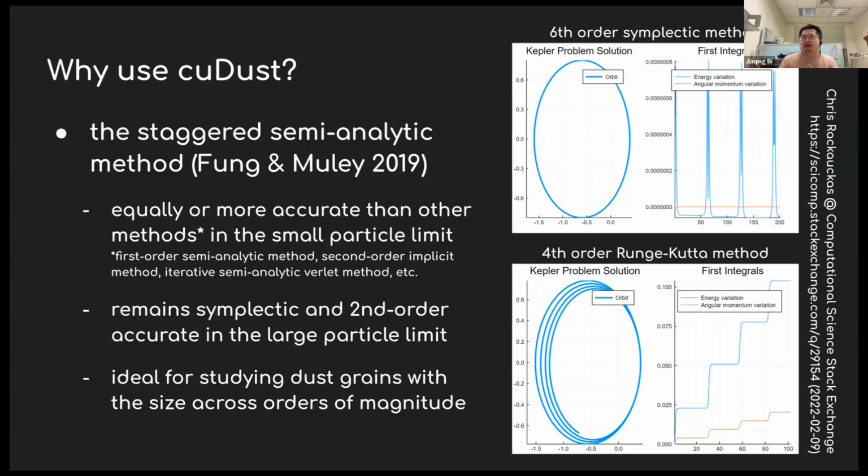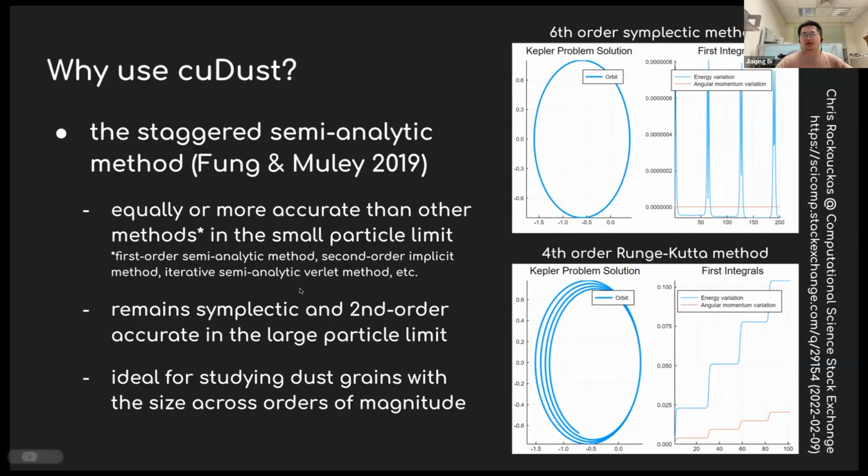And it preserves the advantage of using Lagrangian particles when the particle is large: it remains symplectic and second order accurate. So overall, it handles the dust particles pretty well when the dust particle is small, and it preserves all the advantages that Lagrangian particles have when the dust particle is large. So it is an ideal integration method to use when we want to consider both very large dust grains and very small dust grains at the same time.